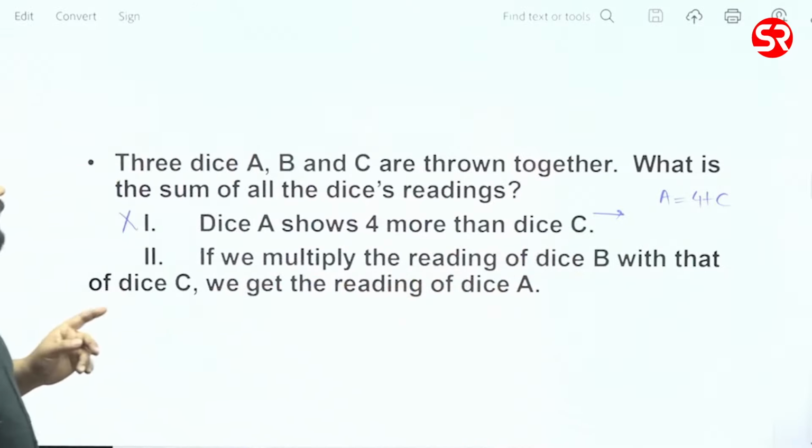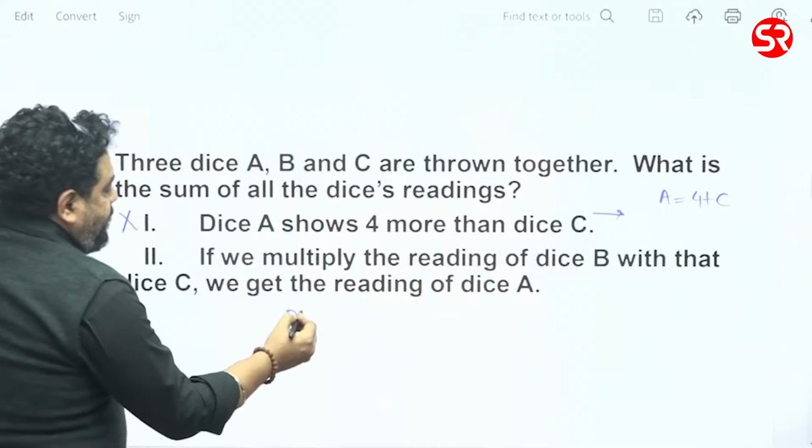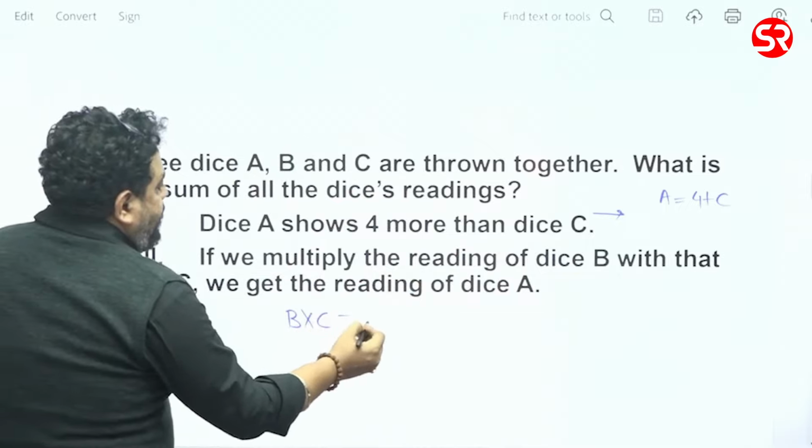Second, if we multiply the reading of dice B with that of dice C, if we multiply B with that of C, we get reading of A.